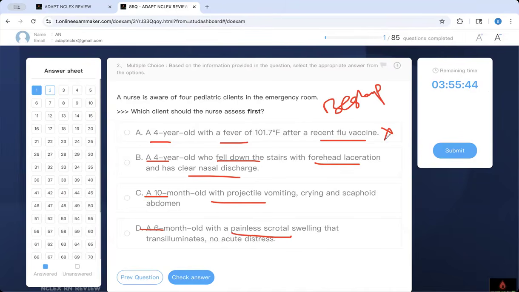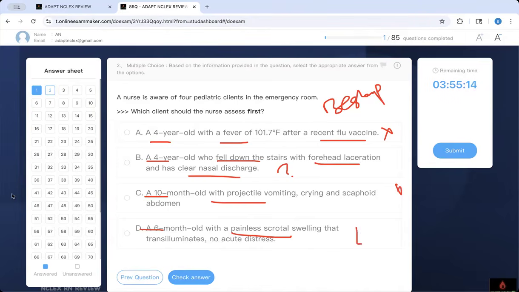The second one, I fell, I have a laceration. If you fall, you're going to have a laceration. But what? Nasal discharge, I don't expect this. If you have projectile vomiting, crying, and scaphoid abdomen, and you are a 10-month-old, you have pyloric stenosis, an expected finding. If you have painless scrotal swelling, that means it's not painful, it's just swelling. And it transilluminates, that means there's fluid in it. And that is hydrocele, expected finding.